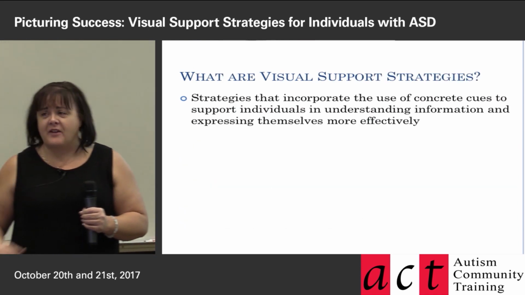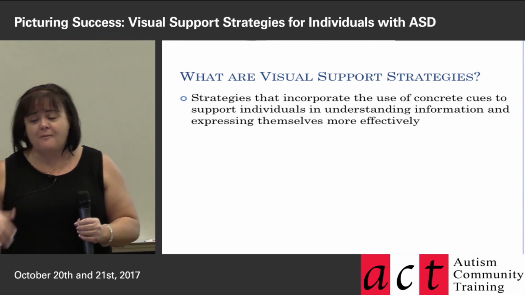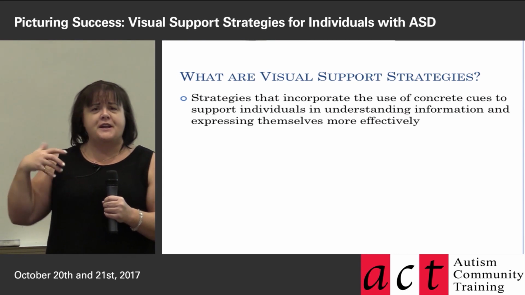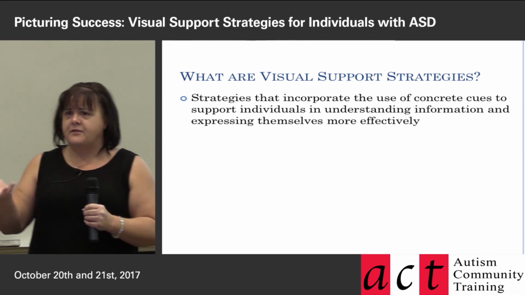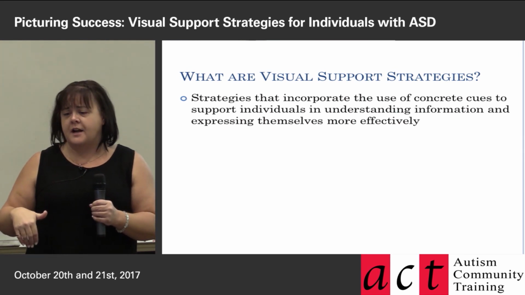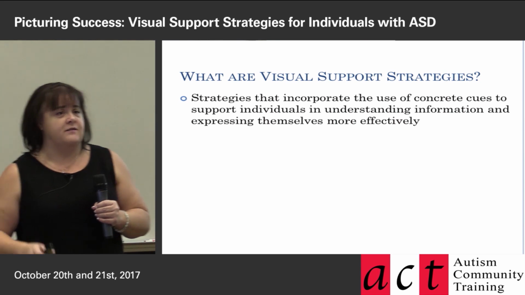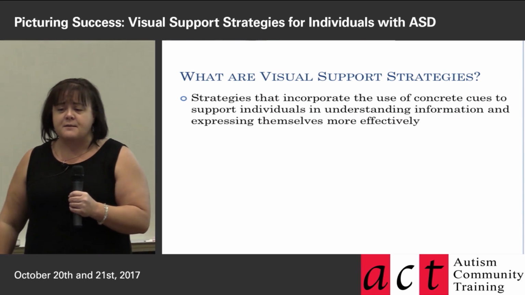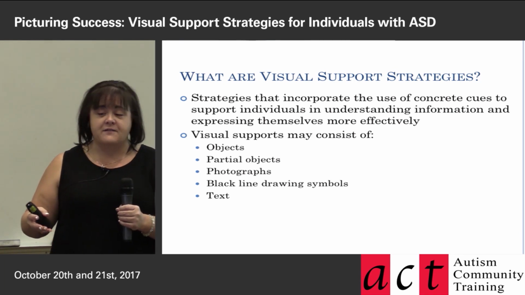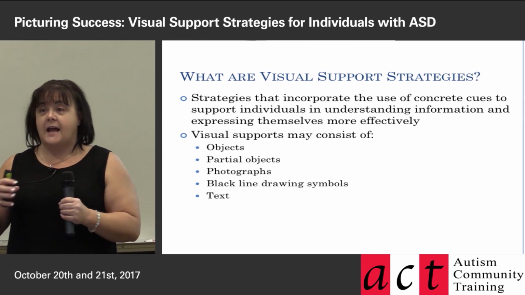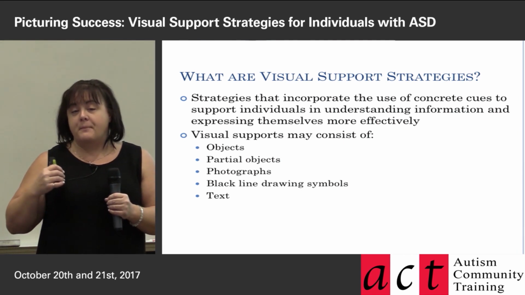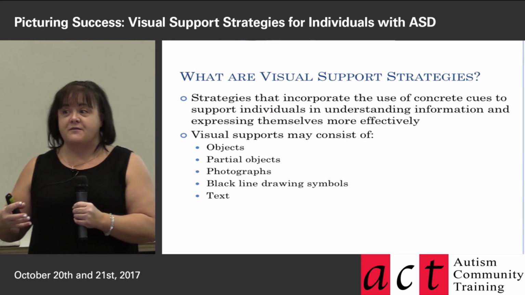Probably at this point you all have a sense of what visual supports are. When we're talking about visual supports, we're talking about cues that are often concrete, right? There's something tangible in the environment to help people not only understand information, but also express themselves more effectively. So we're talking about understanding and communicating, or expression. And we might use a variety of different kinds of visuals. We might use objects, actual real objects from the environment to represent information, or pieces of objects, and I'm going to show you examples of that in a little bit.